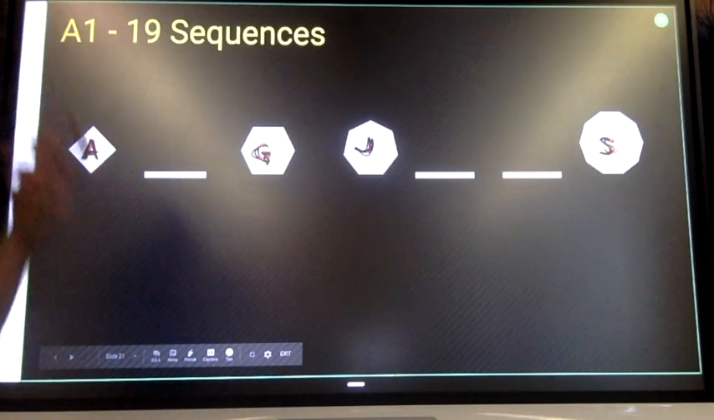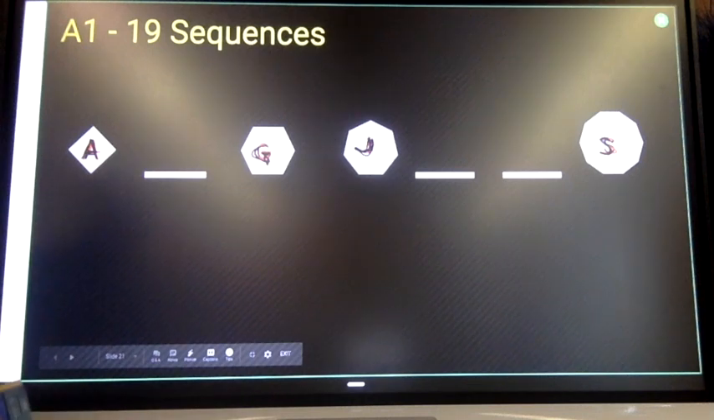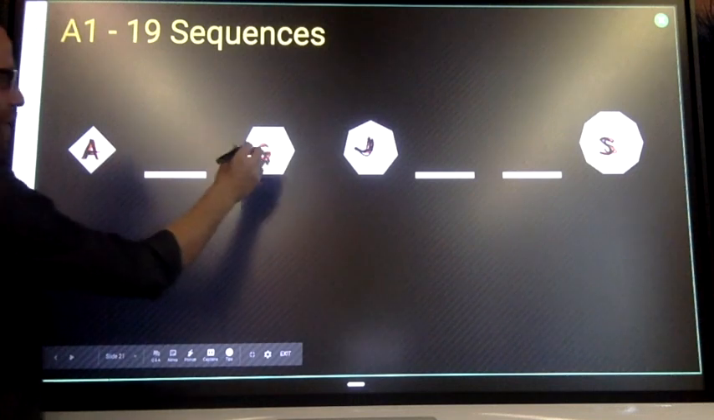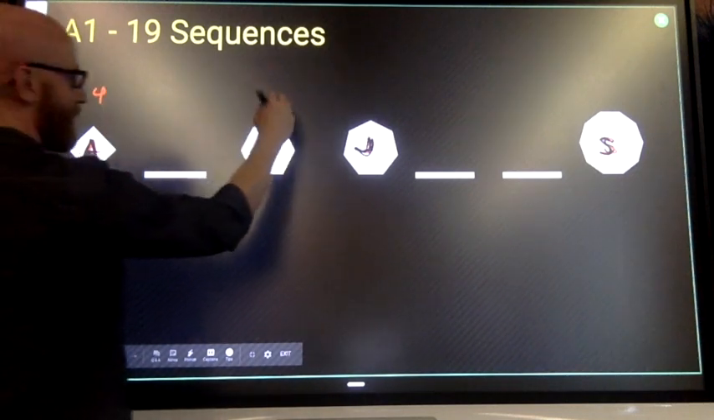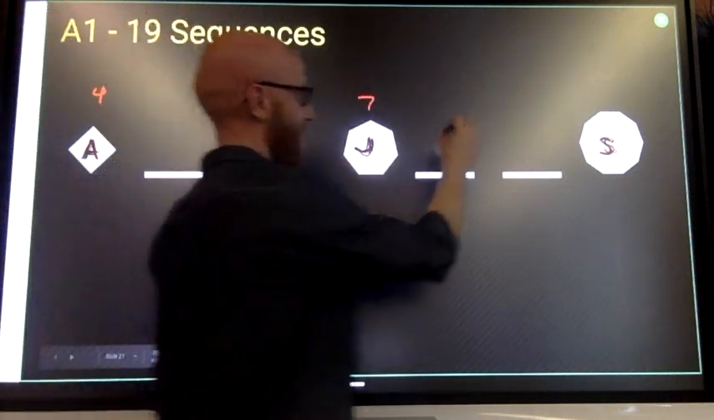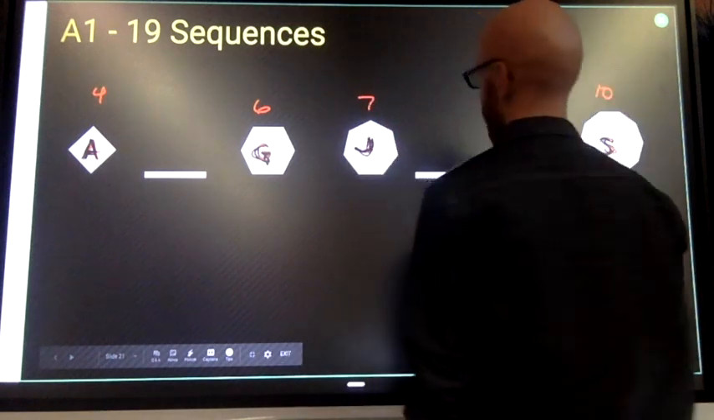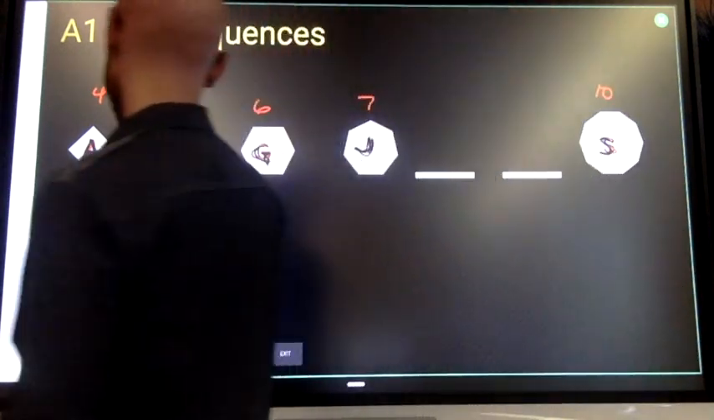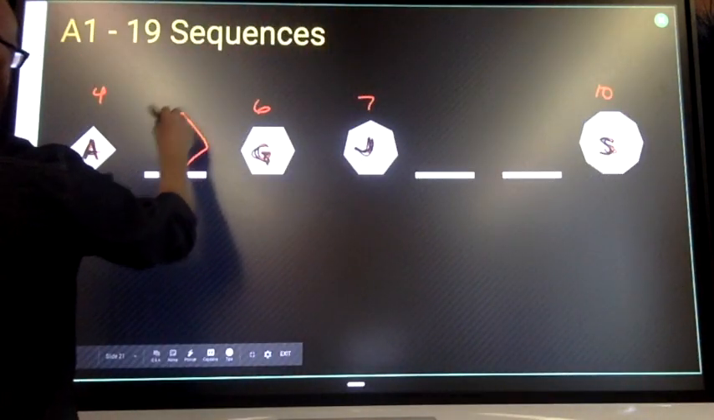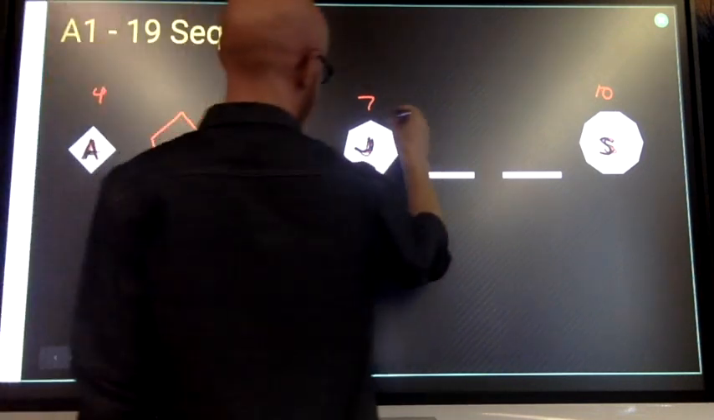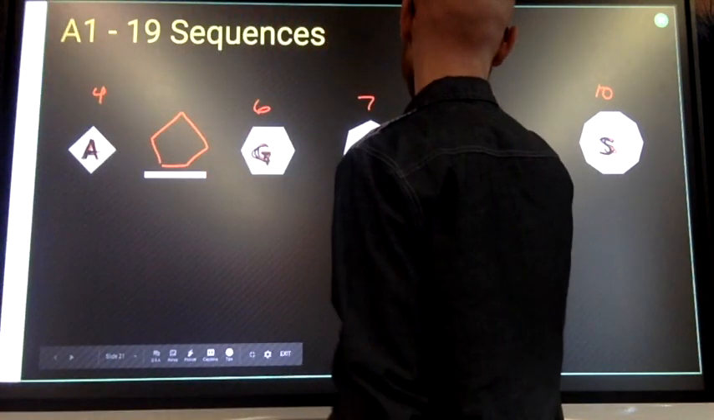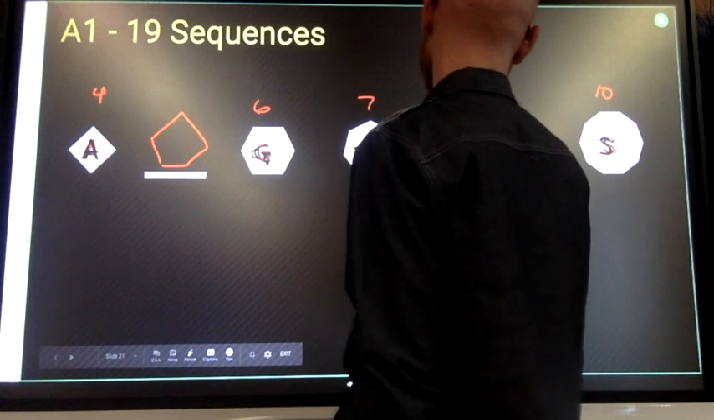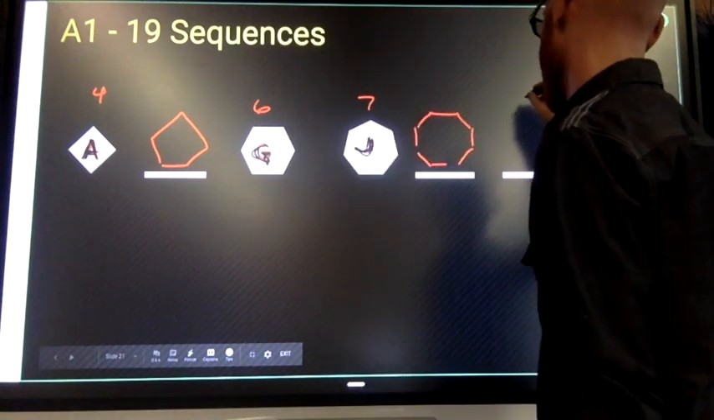So, 2 patterns going on here. For the number of sides on the shape, it's pretty simple. 4 sides, 6 sides, 7 sides, 10 sides. That means we're just counting by 1 on our sides. So this would be a 5-sided shape, an 8-sided shape, 9-sided shape.